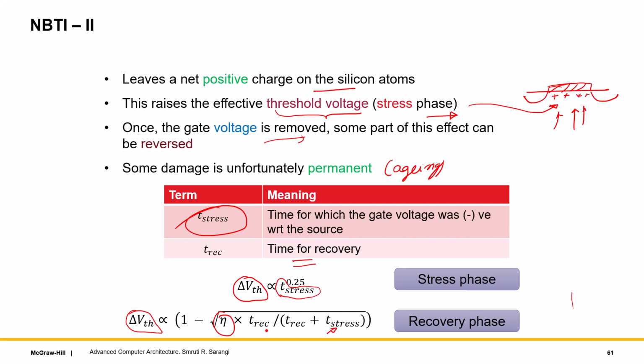But the key idea over here is that clearly the recovery time and the T stress time ratio is important. But of course, after a certain point, as you can see, when T rec becomes kind of infinite, then this would translate and become 1. So this would become roughly proportional to 1 minus square root of eta. So that essentially tells you that some damage still persists.